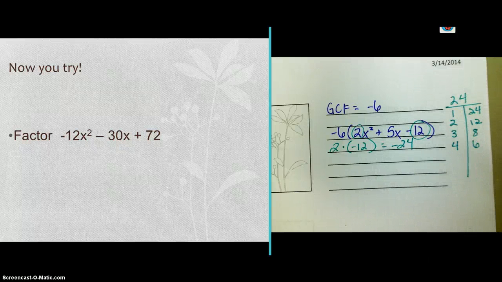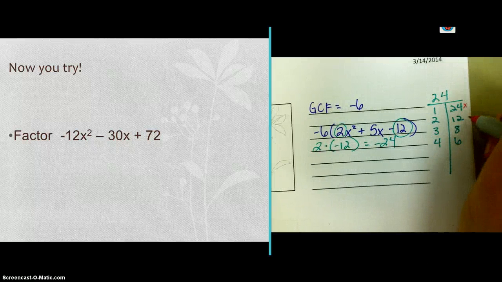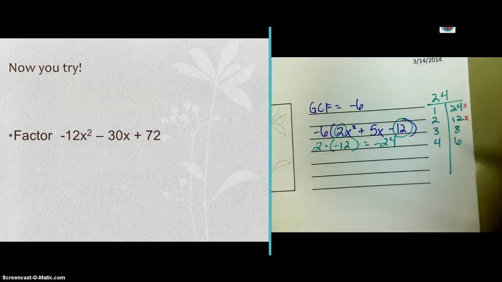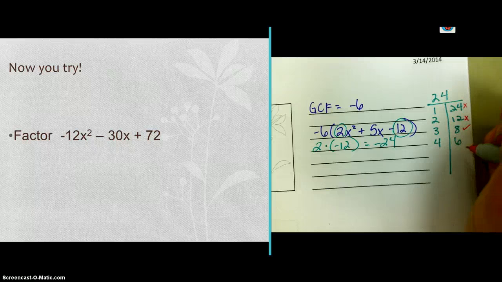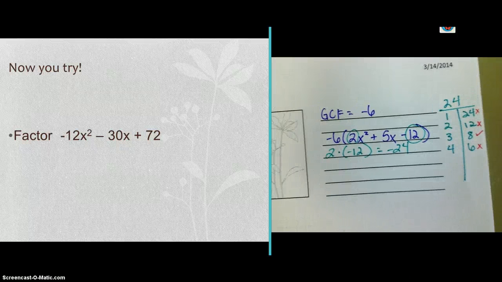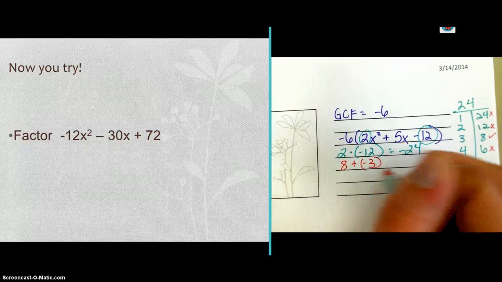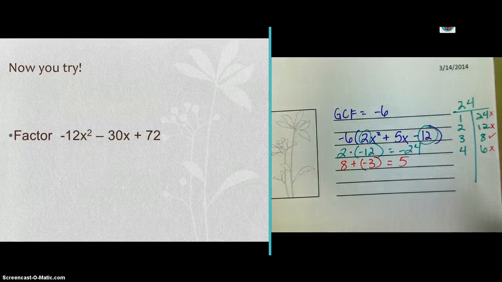I want to pick 2 of these that will give me a positive 5. So if I'm looking for a positive 5, 24 and 1, that won't do it. 12 and 2, no. Remember, 1 has to be negative because I have a negative 24. 8 and 3, that could give me a positive 5. 4 and 6, no, that couldn't give me a positive 5. 1 has to be negative. So I know I'm working with 8 and 3. If I want a positive 5, I'm actually going to have positive 8 plus a negative 3 gives me a positive 5. So let's rewrite, don't forget my GCF.